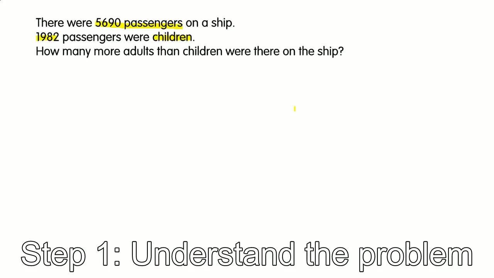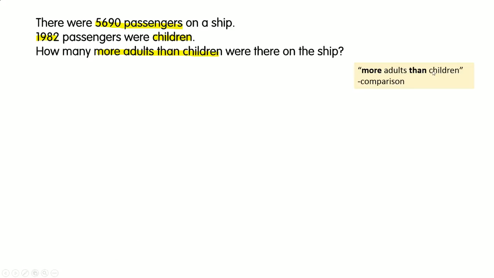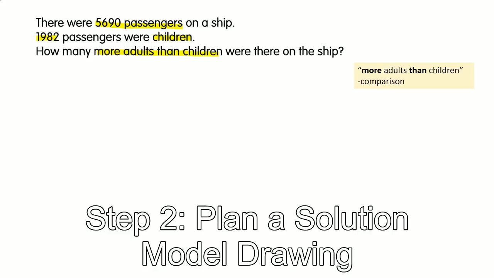Let's read on to find out what the question wants us to find. How many more adults than children were there on the ship? There are more adults than children. We know that there are more adults than children. They are actually comparing more than, right? So we know there's a comparison. Now we can move on to step 2, the planning stage.